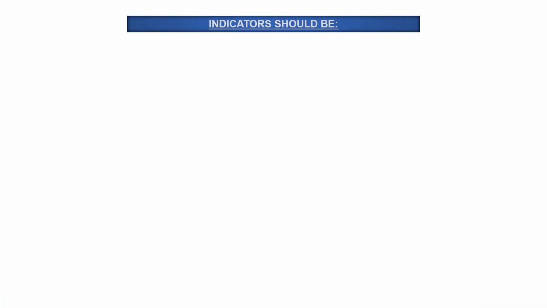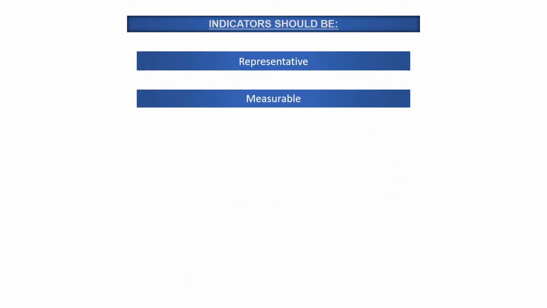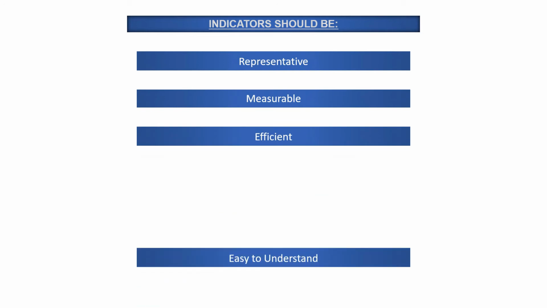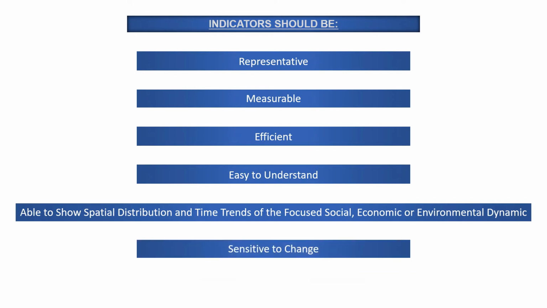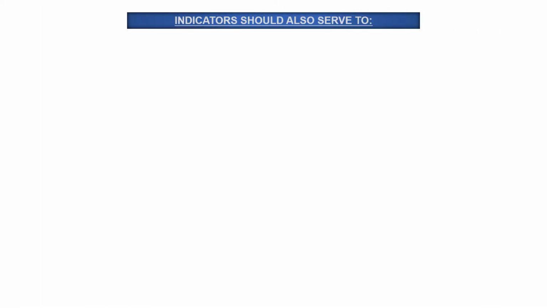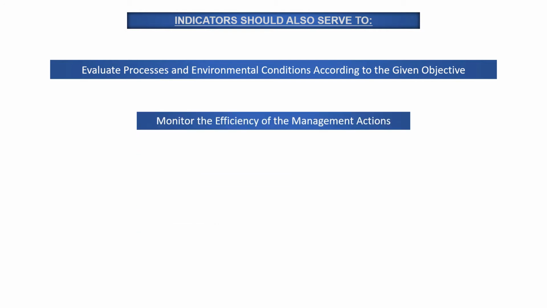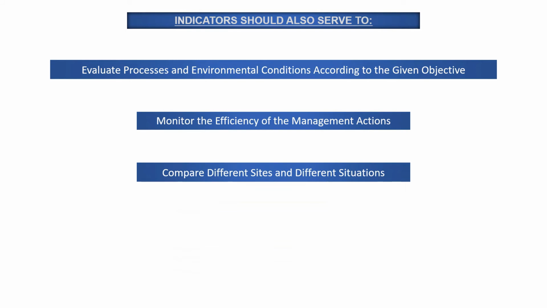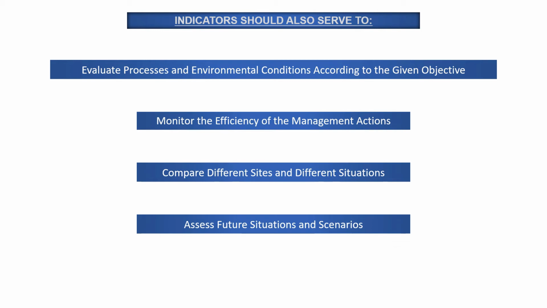Indicators should be representative, measurable, efficient, easy to understand, able to show spatial distribution and time trends of the focused social, economic, or environmental dynamic, and sensitive to change. Indicators should also serve to evaluate processes and environmental conditions according to the given objective, monitor the efficiency of the management actions, compare different sites and different situations, and assess future situations and scenarios.